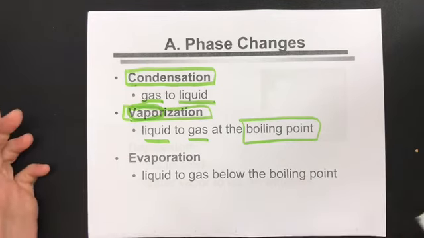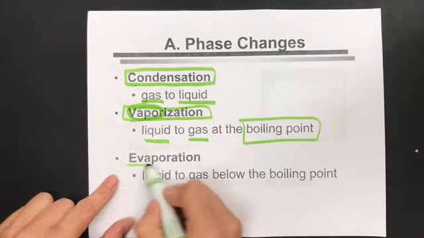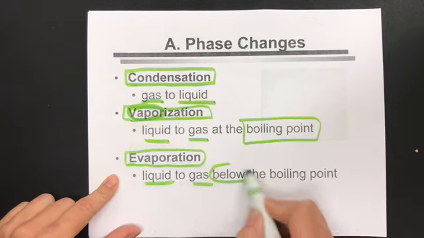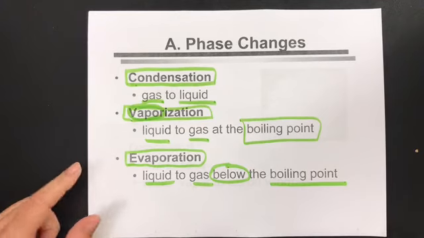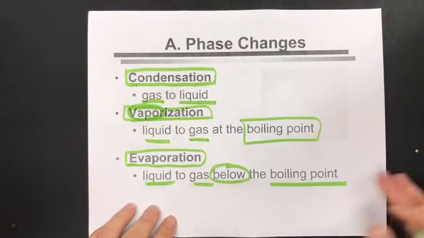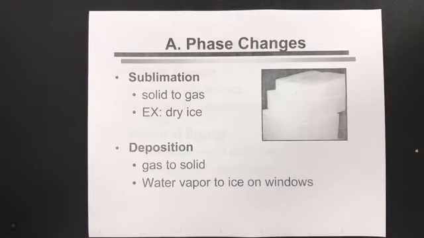Okay, if you leave a glass out, no matter what the temperature is, it will eventually turn into a gas. This is called evaporation. So liquid to a gas below the boiling point. So over time, yes, liquid water turns into a gas, and that is evaporation. At the actual boiling point is vaporization.